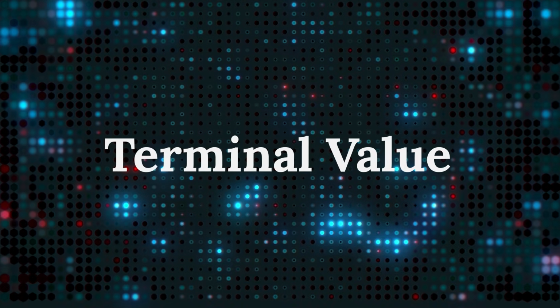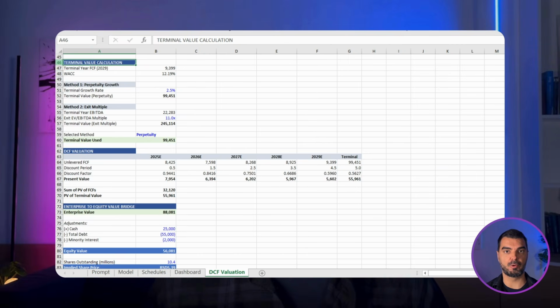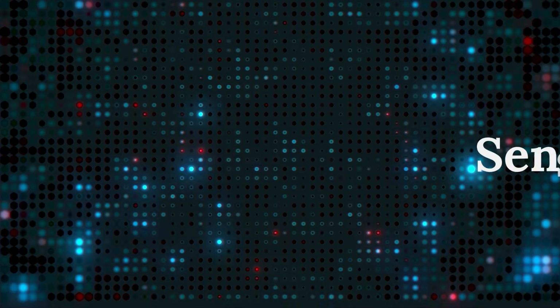Terminal value. This is where you estimate the value of all cash flows beyond your projection period. Claude calculates terminal value using two methods: perpetuity growth, Gordon growth model, and exit multiple method. Using both methods is a best practice because it gives you a sanity check. If the two methods give wildly different answers, something is off.